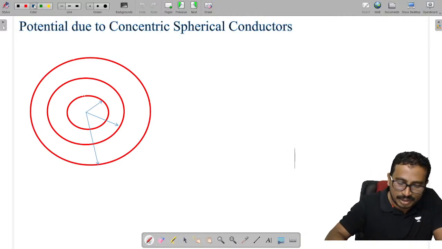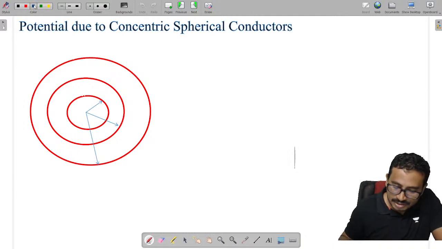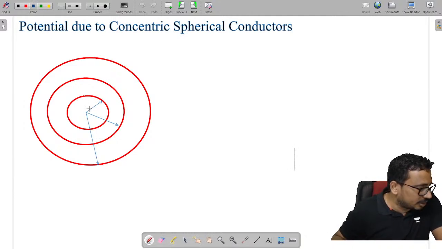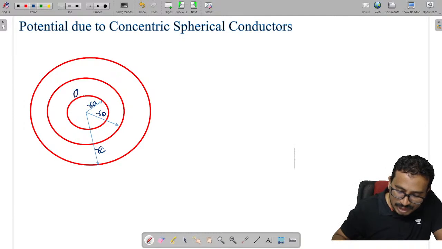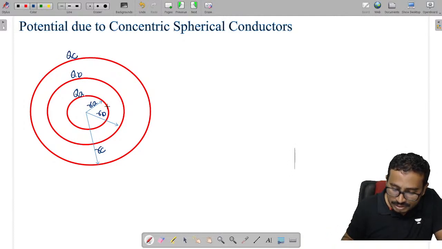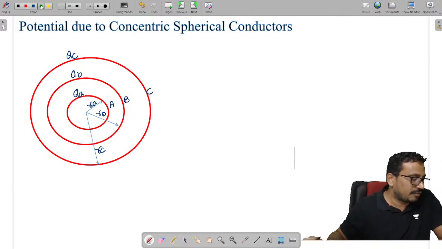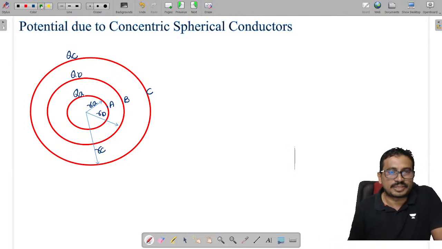Now here, I have taken a more complex case to get more clarity. I'm calling this RA, this is RB, and this is RC. And the charges we are calling QA, QB, and QC. This is the inner sphere, this is my A, this is my B, and this is my C. We have three charges and three spheres.